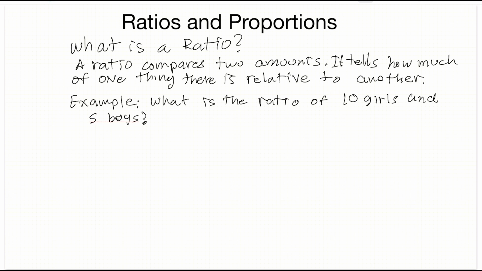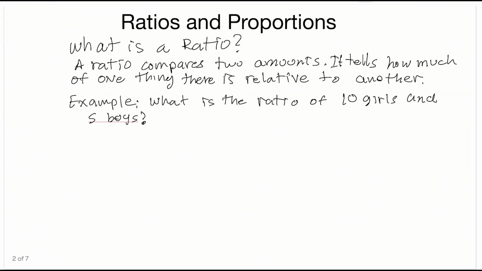What is the ratio of 10 girls to 5 boys? So let's write that out. The number of girls divided by the number of boys. And then we know that's 10 to 5.